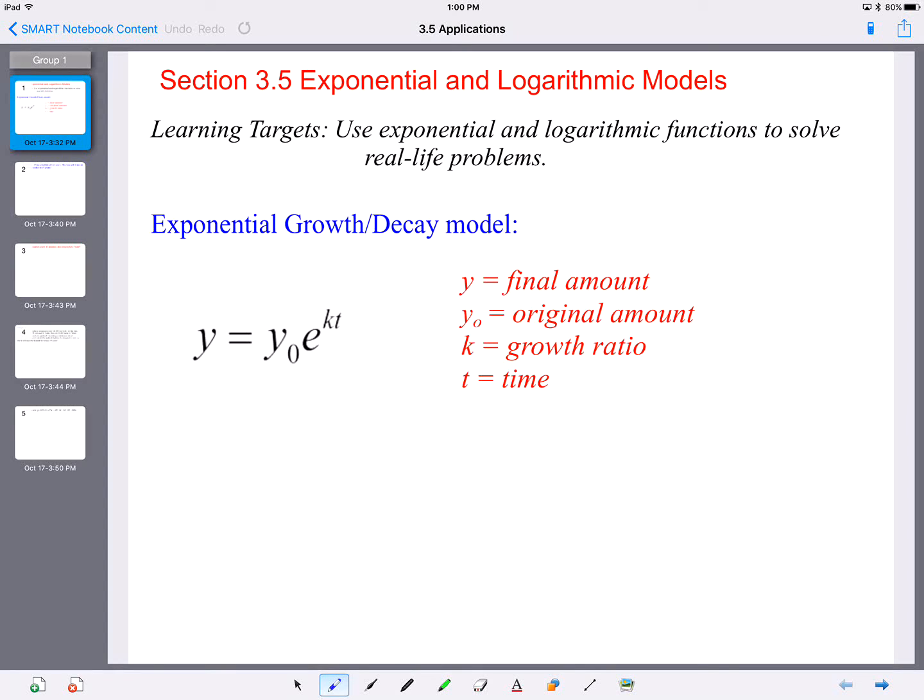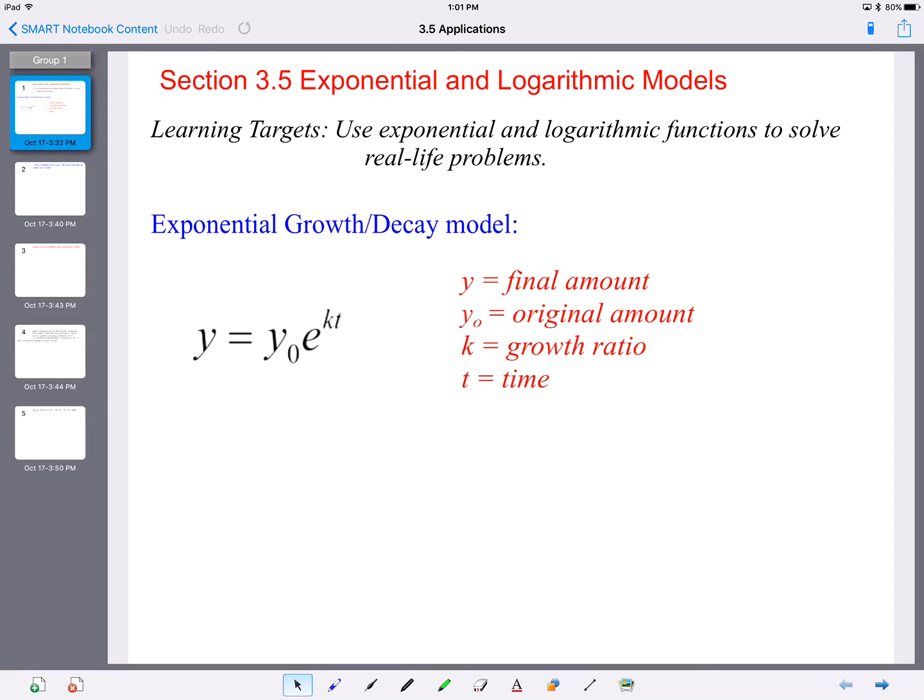Welcome to section 3.5, exponential and logarithmic models. We're going to solve real life problems using the model y equals y sub 0 e raised to the kt. Each of these values: y is the final amount, y sub 0 is the original. You've got k as your growth ratio and t as your time.